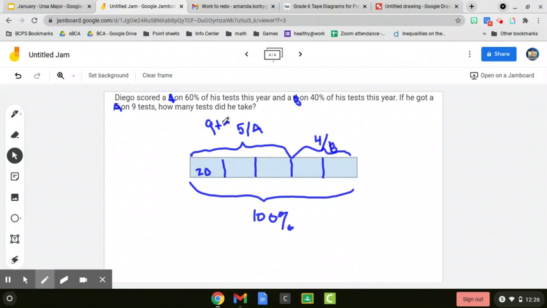And if we've got 3 boxes all adding up to 9, each of those 3 boxes must be worth 3 tests. And if these boxes are worth 3, then these boxes must be worth 3. So how many tests did he take? 3 times 5, or 15.